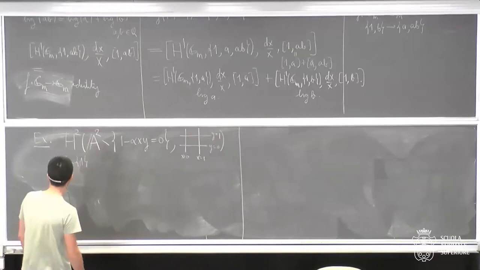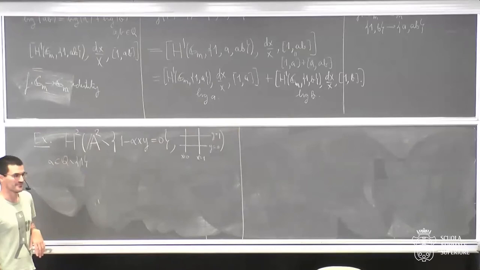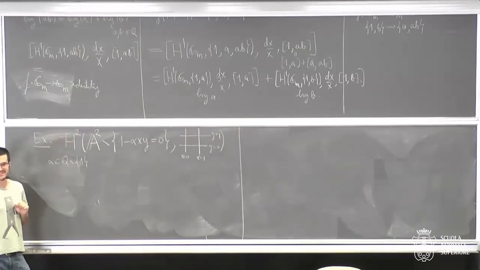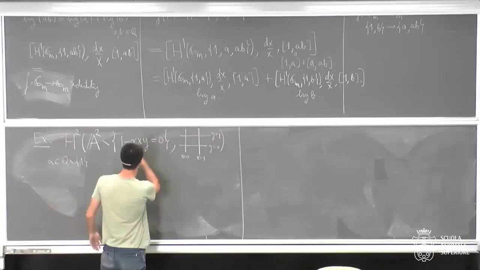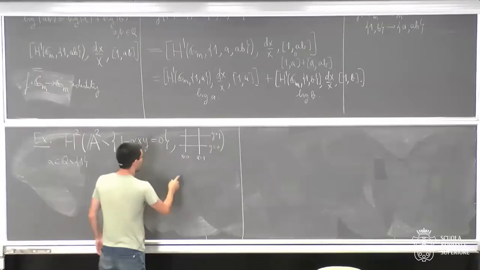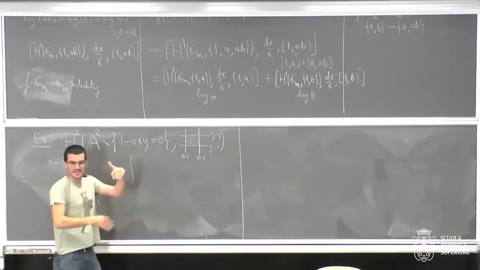I want H2. Maybe I said H1. Yeah, sorry. So compute this relative cohomology group. The reason you want to do this is because among all the periods, it has dimension 3, and one of the periods you will find is by integrating on the square. This is why I put this boundary.